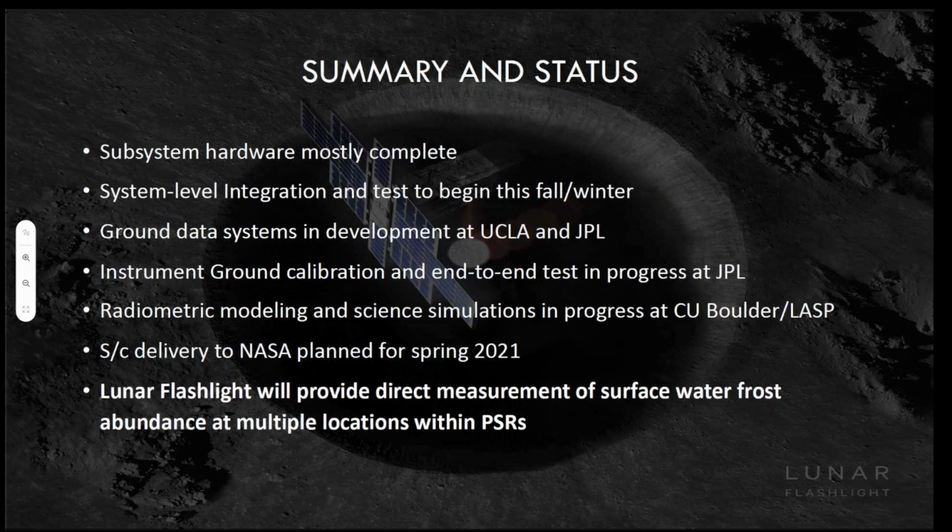The summary is that most of the hardware is complete. The system level integration is going to begin this fall. We also have the GDS in development at UCLA and JPL. Ground calibration is ongoing. We've been doing some radiometric modeling and science simulations at CU Boulder, and the delivery of the spacecraft is planned for next spring. So these will be direct measurements of surface water frost from a CubeSat at multiple locations within the PSRs.